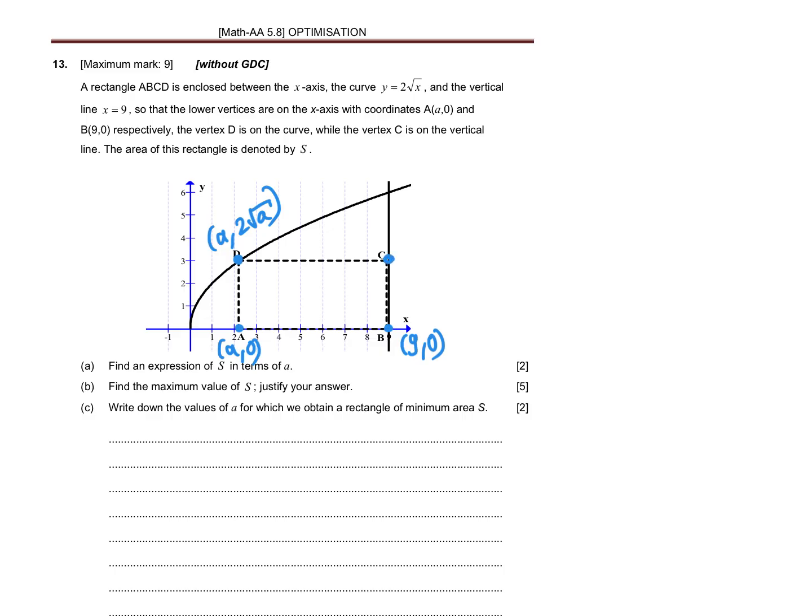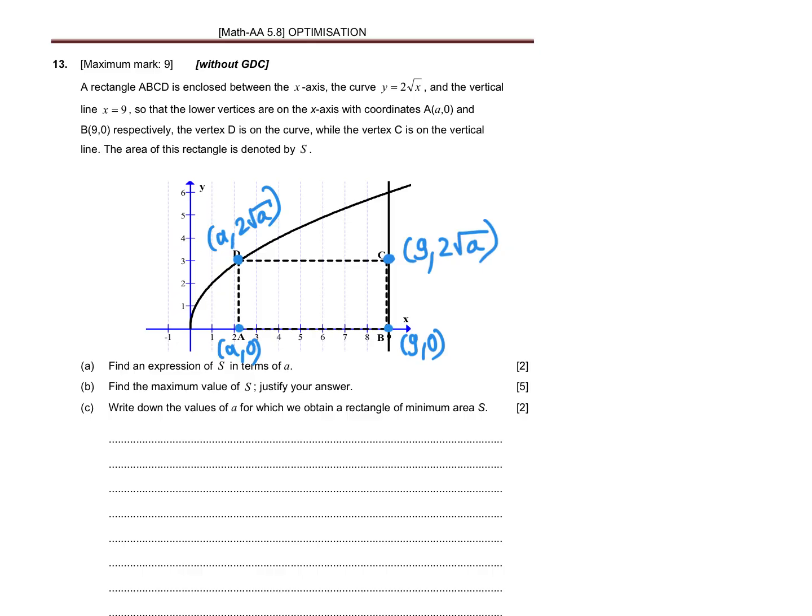So this is going to be (9, 2 root A), isn't it? Because it's the same height as D. Okay, so the area of this rectangle is denoted by S.